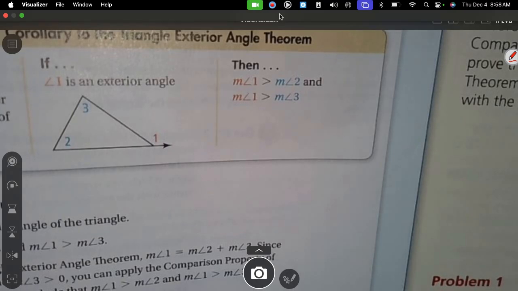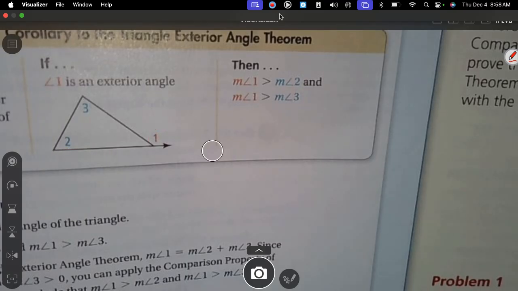So really quick, y'all, what we're learning: angle 1 is an outside angle. See how you have a triangle and then this is the straight line? Does everybody see that? That means angle 1 is an exterior angle. Okay? So 1 is bigger than 2 and 3. All right? That's what we're using today.